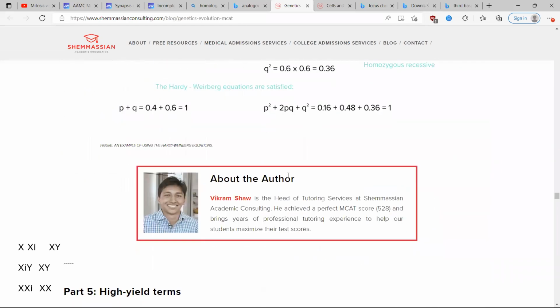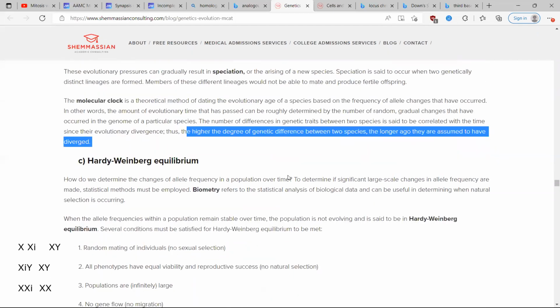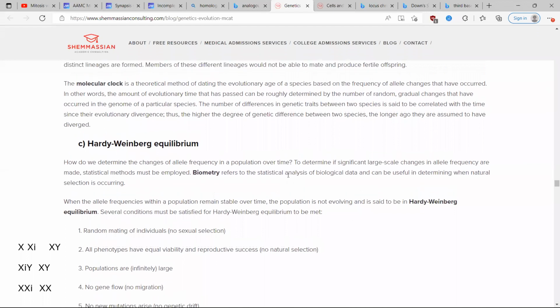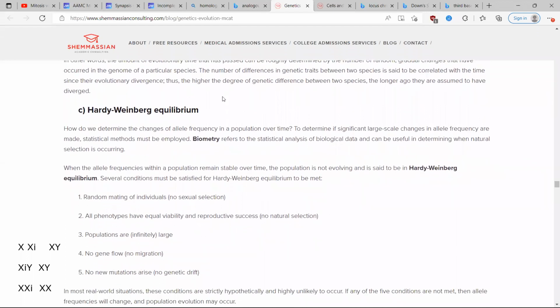Okay, so I think this is probably going to be the last thing. Any questions? We basically just covered the entirety of evolution. So any questions about evolution in general? It's really not that hard. It's really just a matter of knowing the definitions.